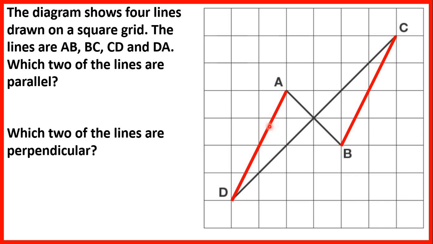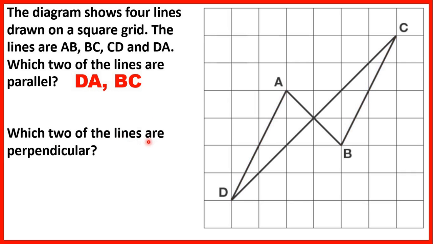So if we look at this line here and this line here, they're parallel because if we extended them, they would never cross. And we can see that to get from D to A, we can go across 2 and up 4, and then to get from B to C, we can go across 2 and up 4. So that shows us that we have parallel lines. So the lines are DA and BC.